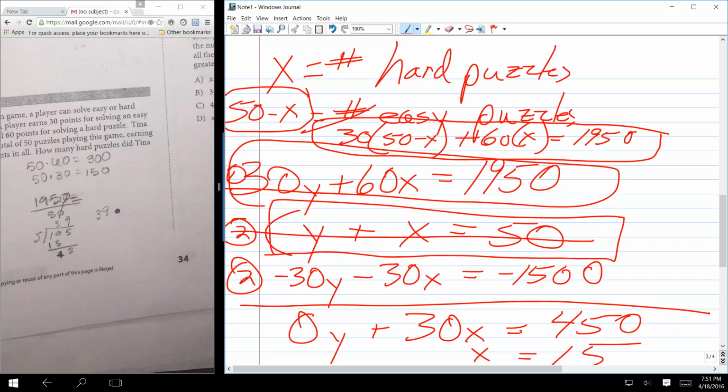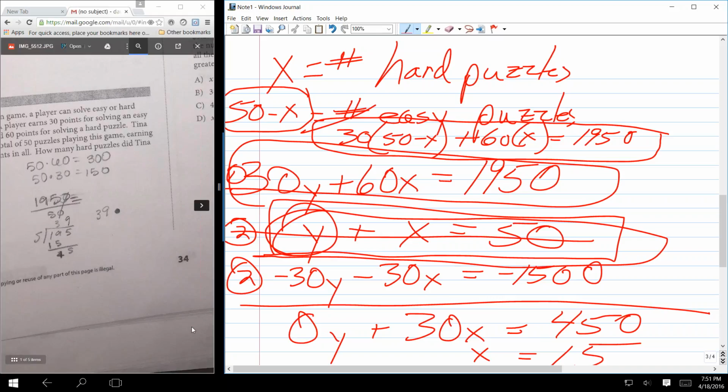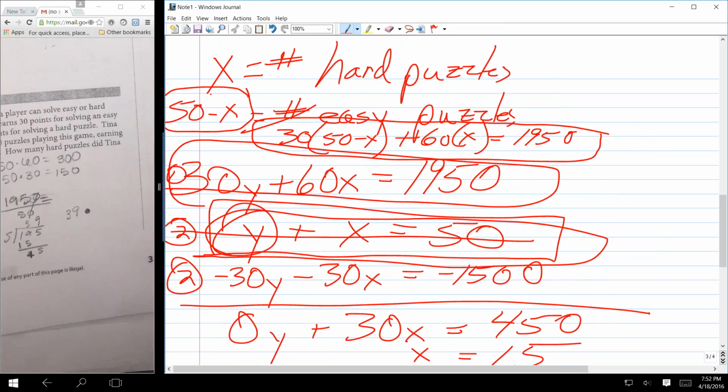Notice this second equation here. That really gives me what the second variable is. It's 50 minus x. You understand? Which method you use is totally up to you. It depends on how easy it is for you to come to the conclusion that the easy puzzles are 50 minus x. To me, it's actually a little bit easier to use a second variable and make that equal y, and then have a second equation, and then solve the system of equations.